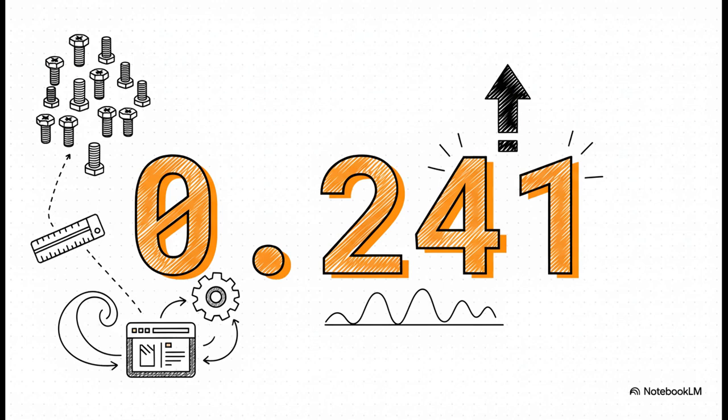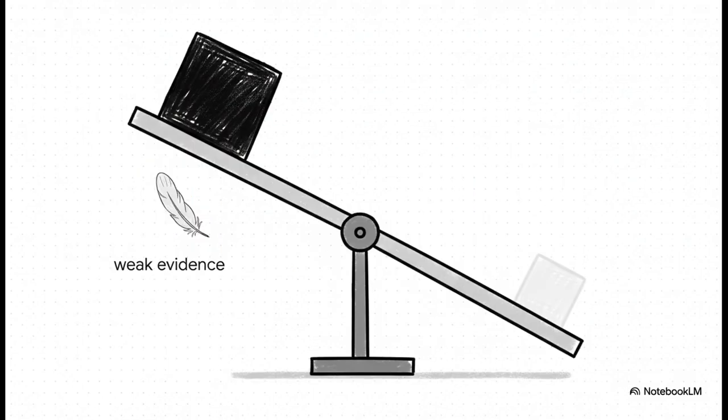And that value is 0.241. So what does that number mean? Well, the critical thing is to see how it stacks up against our evidence threshold, which is 0.05. Our p-value, 0.241, is much, much greater than 0.05. This means our evidence is pretty weak. It's just not strong enough to overturn that initial assumption of innocence.